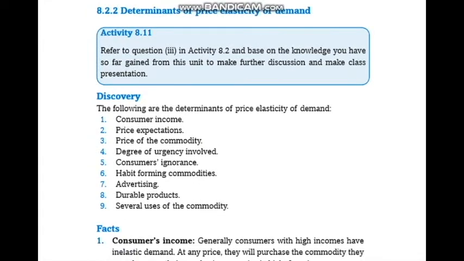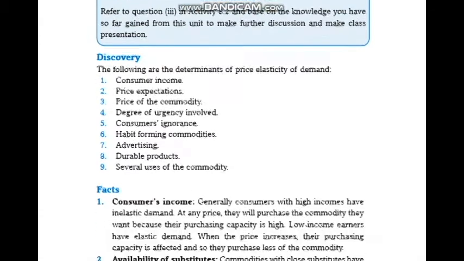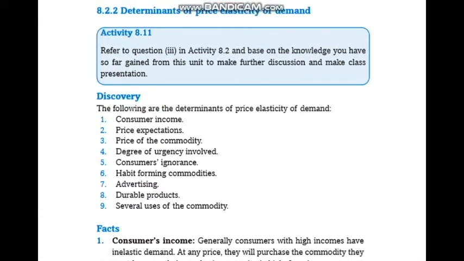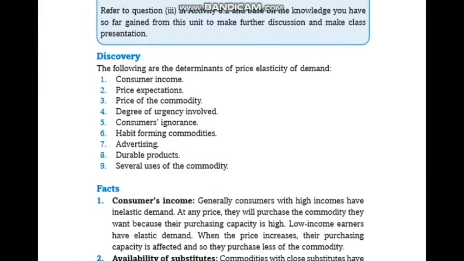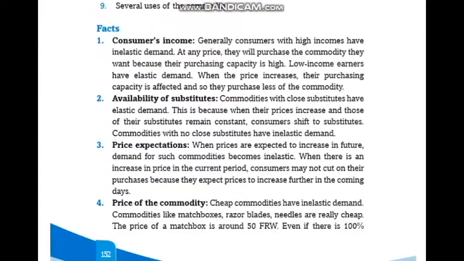Determinants of price elasticity of demand. There are different determinants of the price elasticity of demand. Number one, consumers' income. Generally, consumers with high incomes have an elastic demand. At any price, they will purchase the commodity they want because their purchasing capacity is high.